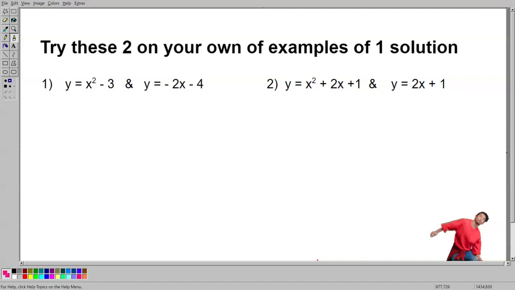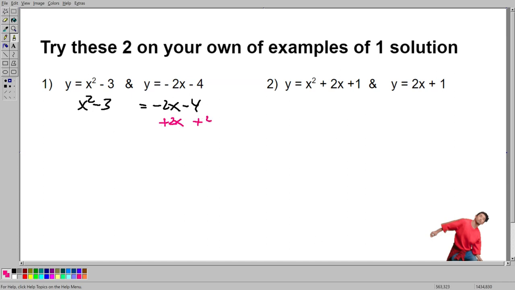All right, let's go ahead and check our work for this one. So, step 1, we know they're both equal to y. So, I'm going to find out where these two cross by setting them equal to each other. All right, step 2, we know we like to set it equal to 0. That's just a good method for solving this.